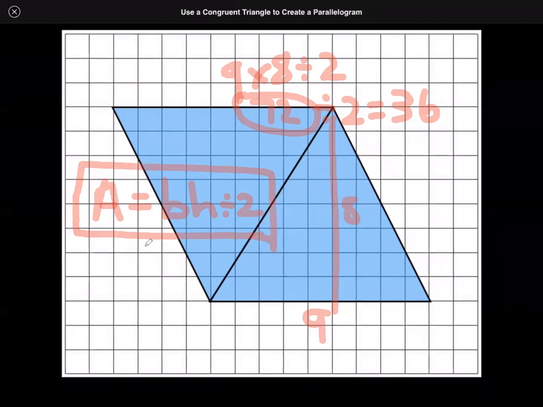Okay. Now some triangles are easier than others to figure out the height. On a triangle like this, where all the sides are the same, you can come right to the top of the tip of the triangle and go straight down and figure out the height.